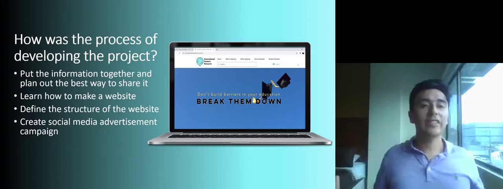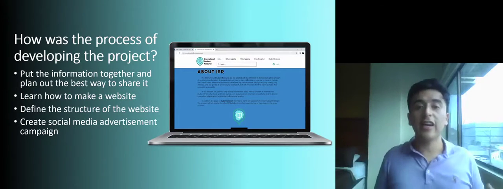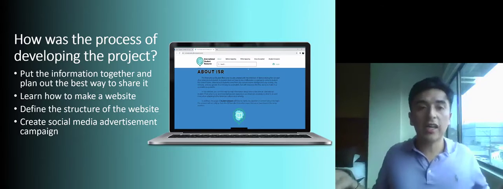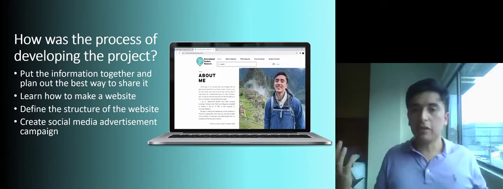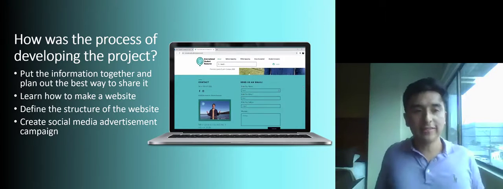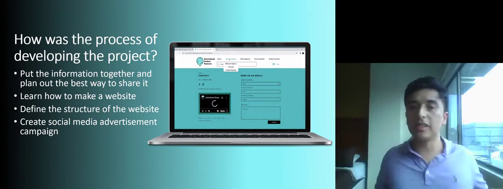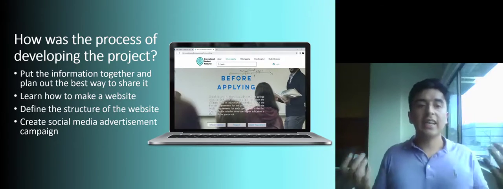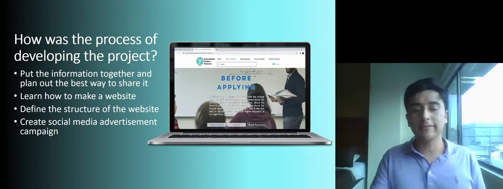So, how was the process of developing this project? First, I had to put all that information together, define what was relevant and what was not, and the best way to share it. Then learn how to make a website, which was a difficult part since I'd never made a website before. Define the structure of the website in a way that was the easiest to follow, that was from beginning to end of the process in chronological order. Then create a social media advertisement campaign to share it with as many people as possible.